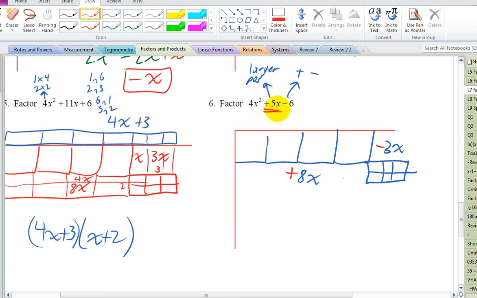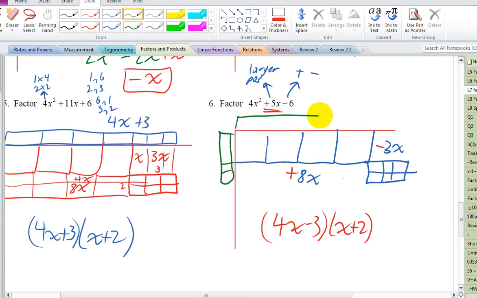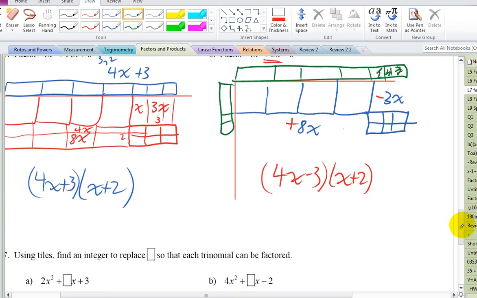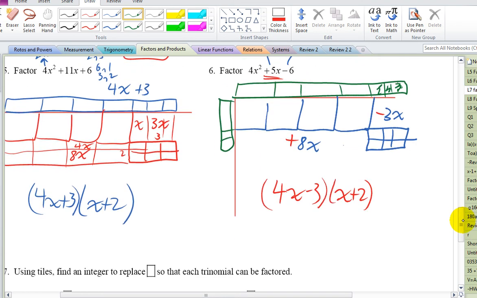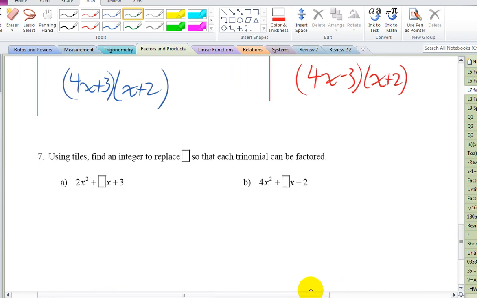All right. Question? No? What are the two factors? 4x minus 3, good job. x plus 2. Thanks, Amandeep. Okay. And this would be 1, 2, 3, 4, 3 shade. Okay. Any questions? I think you guys are better at this than I am, which is good.